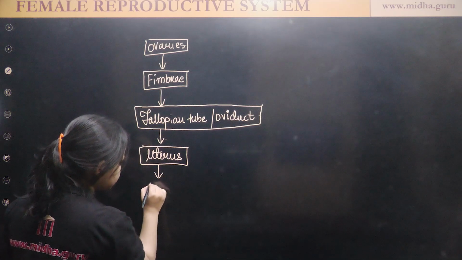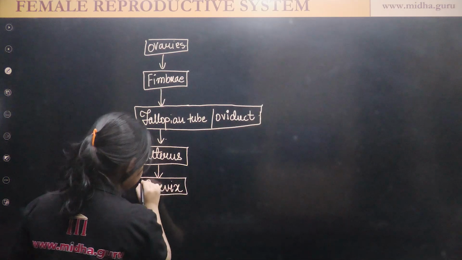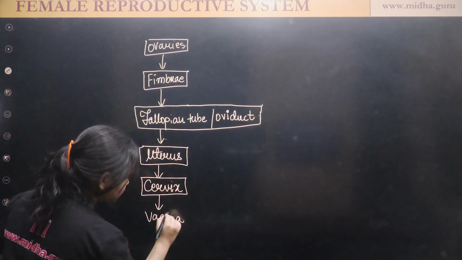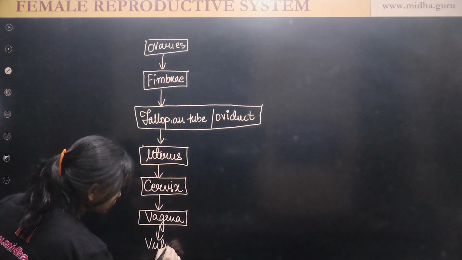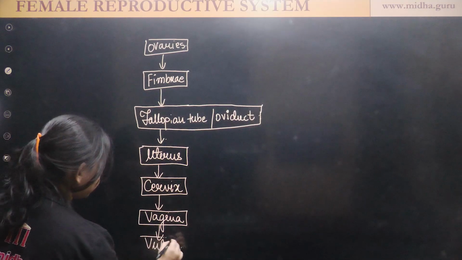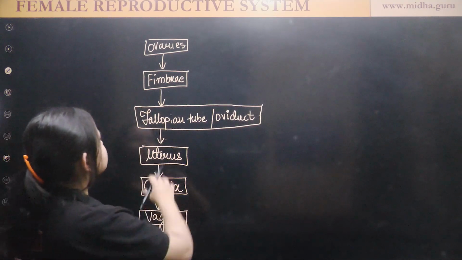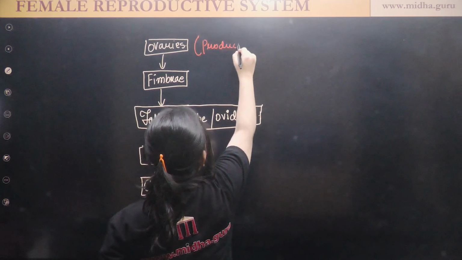Next we have the cervix. Finally we have the vagina, and ultimately we have the vulva. Now let's mention the functions along with it. So the ovaries basically produce ovum.